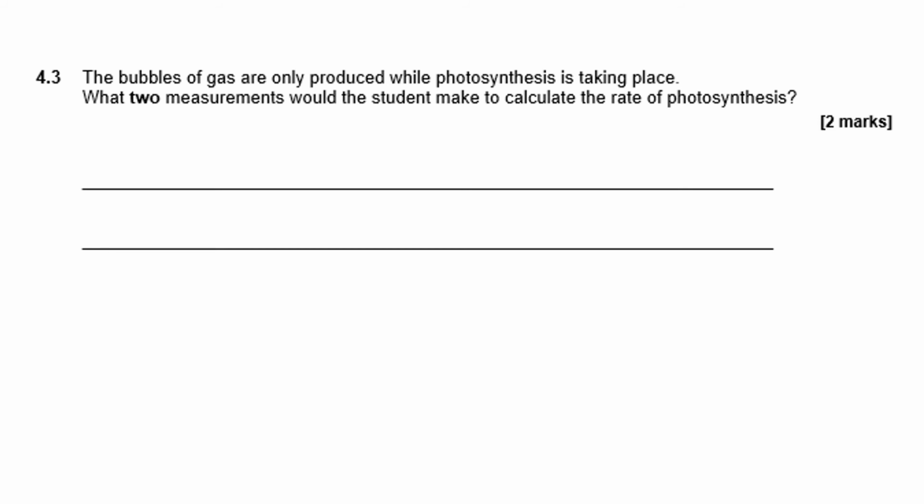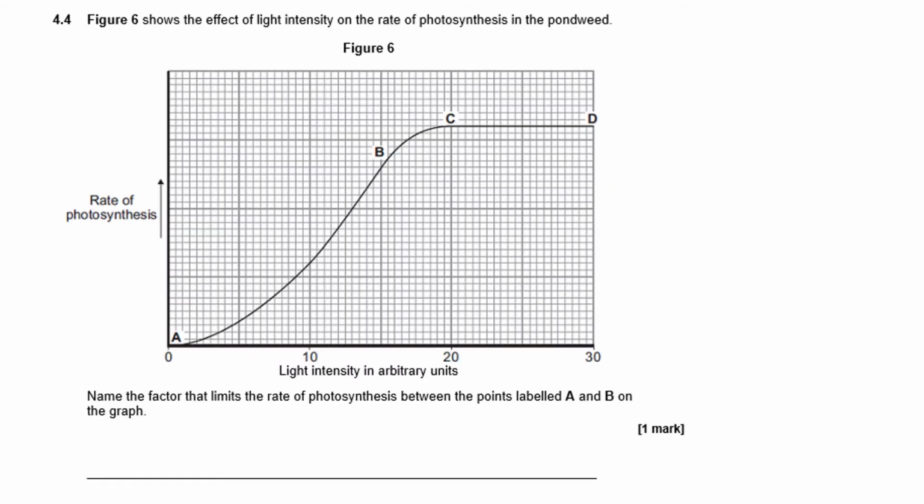The other mark is the number of bubbles. You can put the amount of bubbles, that would also get you a mark, or you can put the amount or the volume of gas produced, or the amount of volume of oxygen produced. But I imagine most people, and I would put the number of bubbles and the time taken. Yes, those would be your 2 answers.